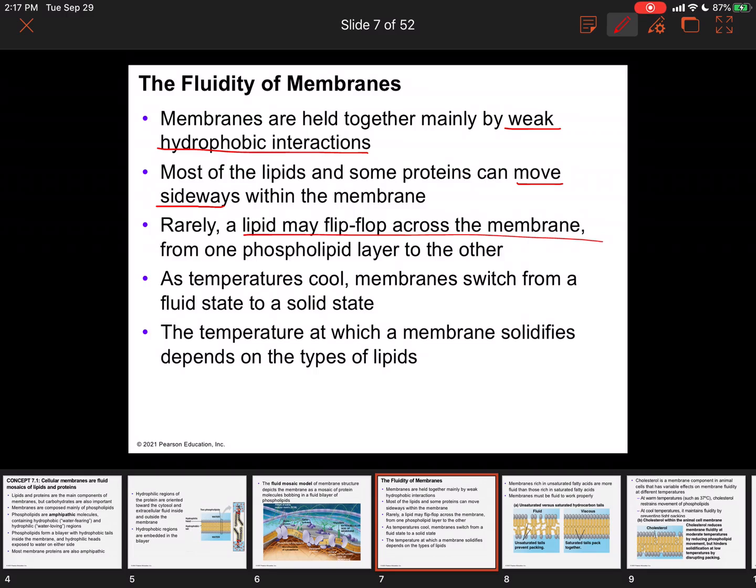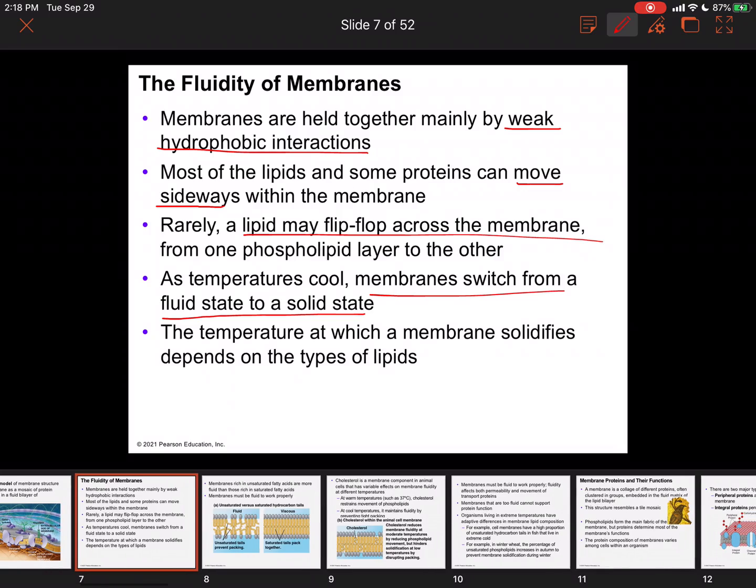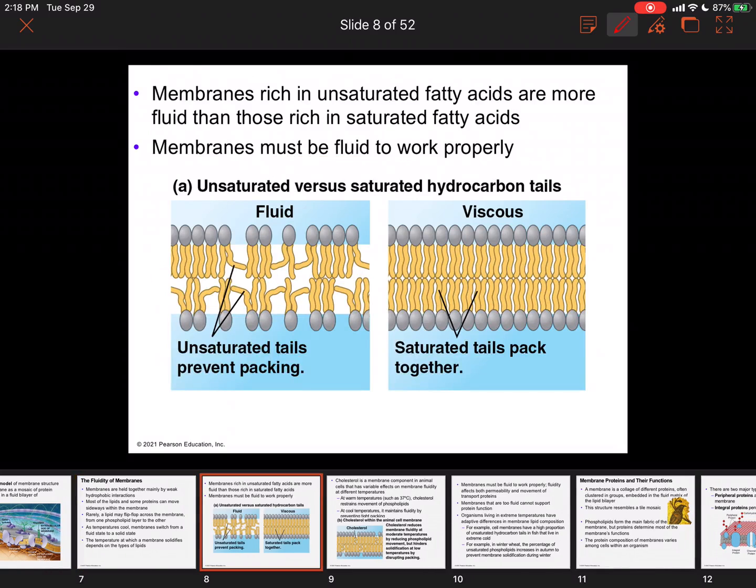As temperatures cool, the membranes switch from a fluid state to a solid state, and so the cell membranes work better at warmer temperatures. And it says the temperature at which a membrane solidifies depends on the type of cells. Okay, so know that temperature is involved there. It says membranes rich in unsaturated fatty acids. Remember, we said that the unsaturated fats are those fats that are healthier for us. They will remain liquid at room temp. They are more fluid than those rich in saturated fats.